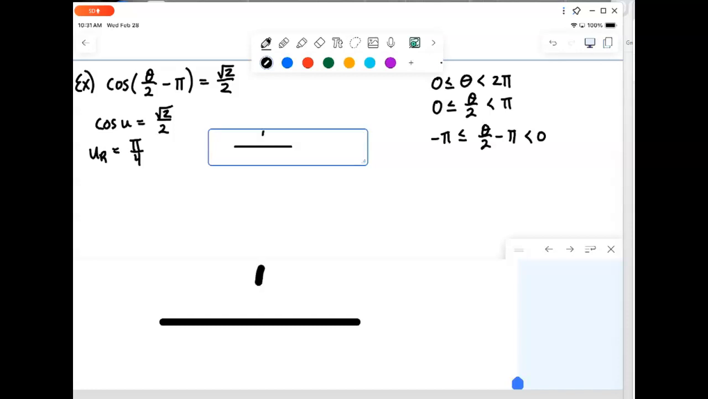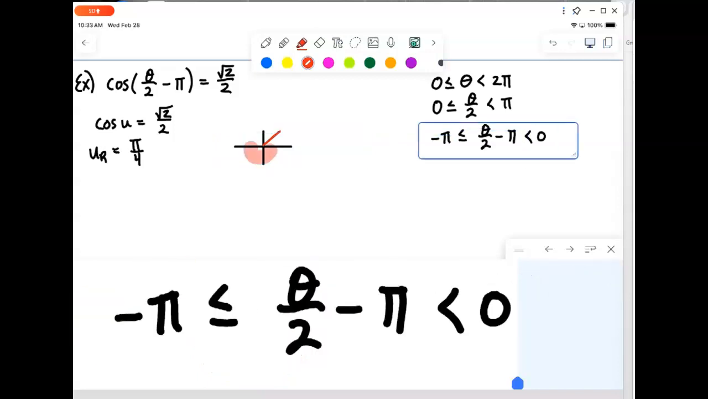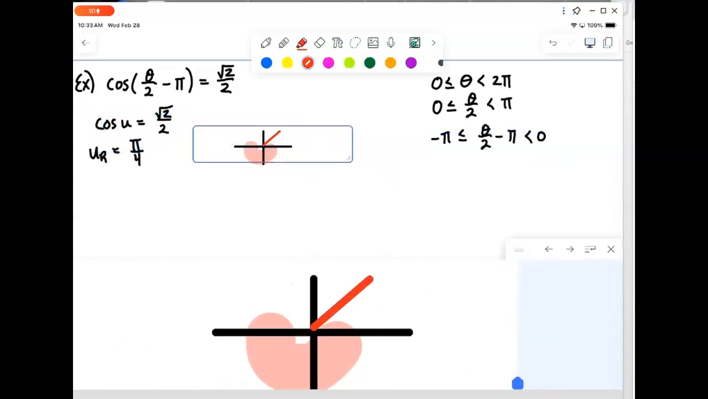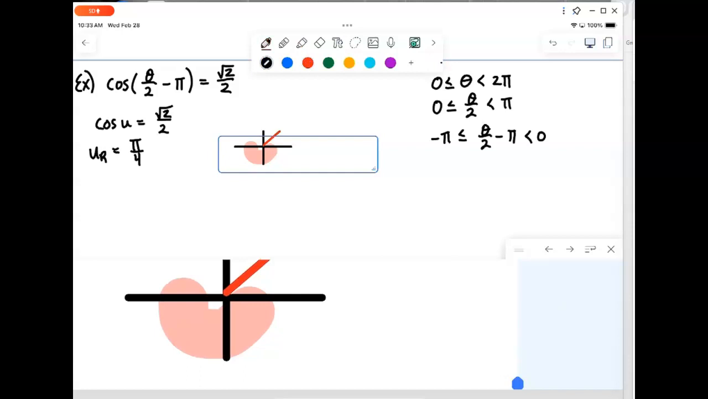So, however, now we want values where it's positive. So first quadrant's out though, because the acceptable range, remember, is between negative pi and 0. So remember, reading our angles, it's clockwise, we give it a negative value. So those are the places we have to look. And of those, the only place where cosine would be positive would be in the fourth quadrant.